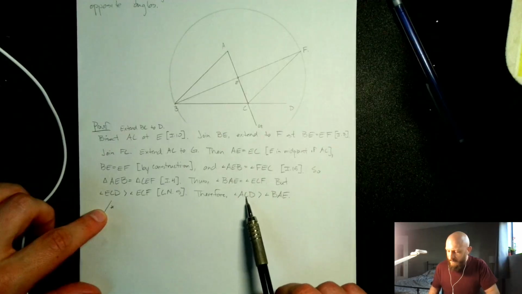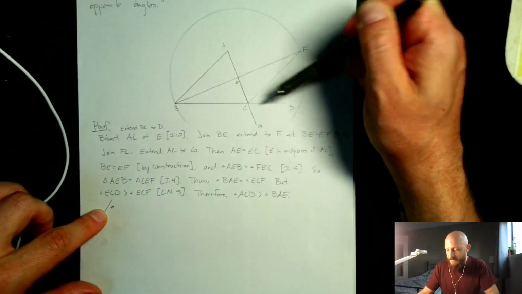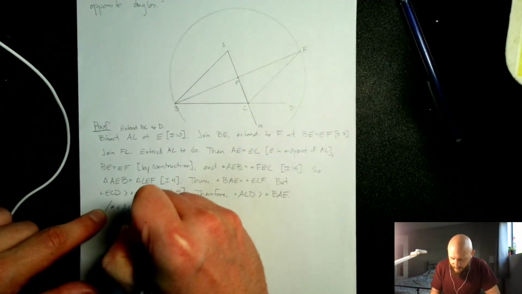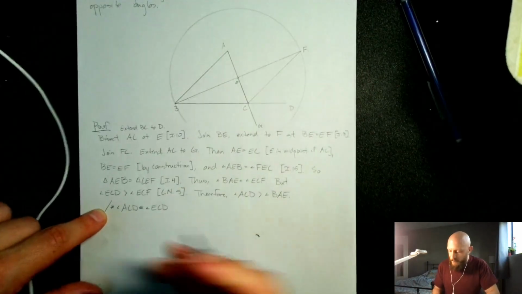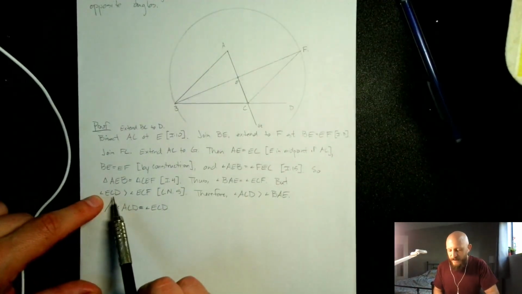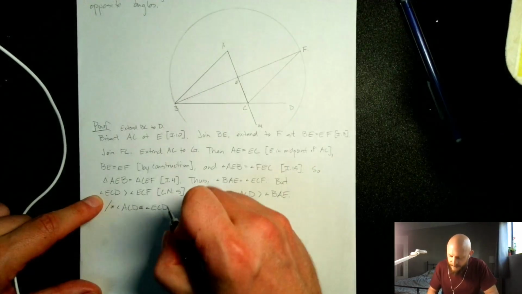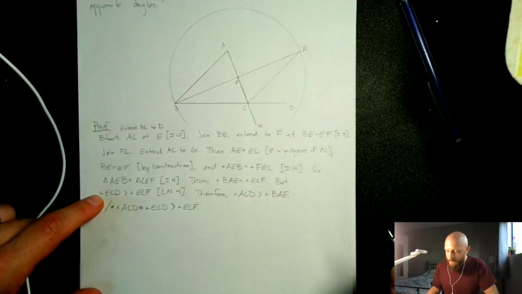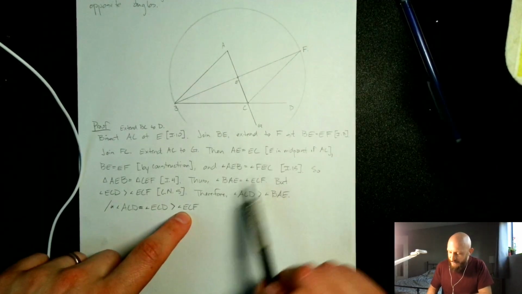Okay, so we'll look first at angle ACD. Angle ACD is the same angle as angle ECD, since E lies on AC. So angle ACD is equal to angle ECD. Okay, great. And we just found, and we discussed why this is true, that angle ECD is greater than angle ECF. Well, we also know, what do we know about angle ECF?